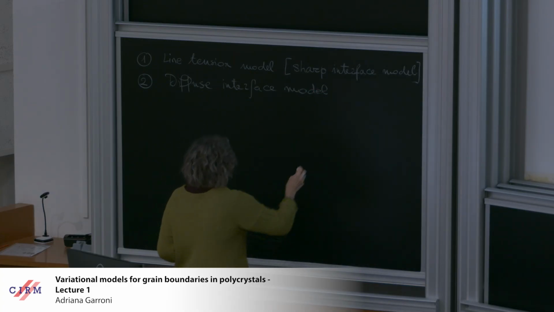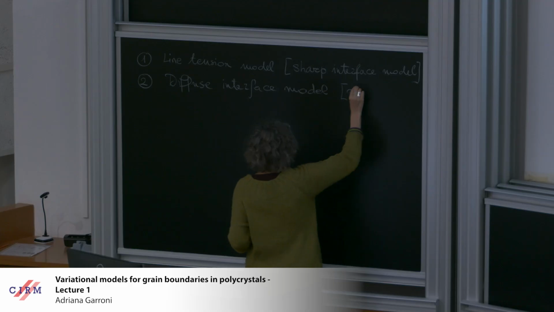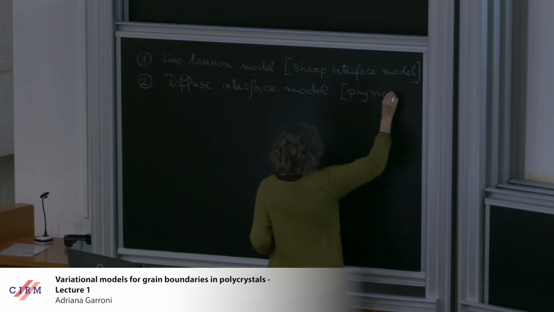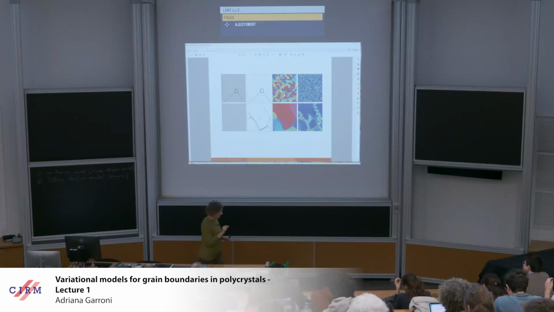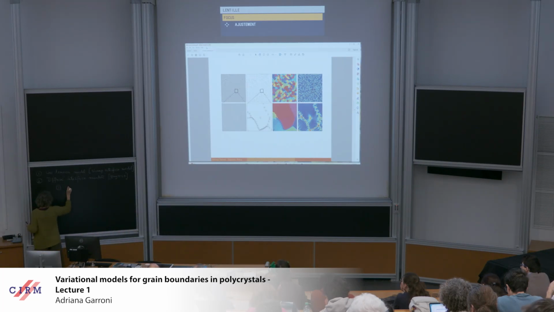Which in a sense contains more physics. So in a sense it is able to give you a more detailed description of what happens at the boundary and why there is this sort of concentration of energy at the boundary, and why it is meaningful to describe this model with a sharp interface model. So somehow the first step will be to describe a relation between these two models.